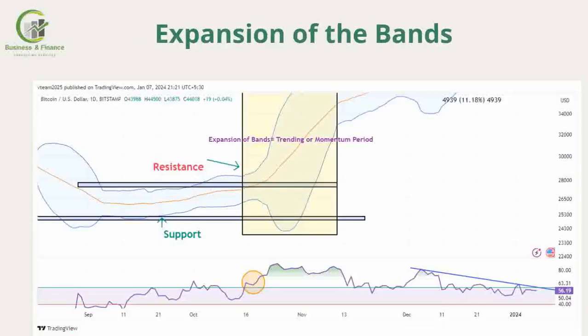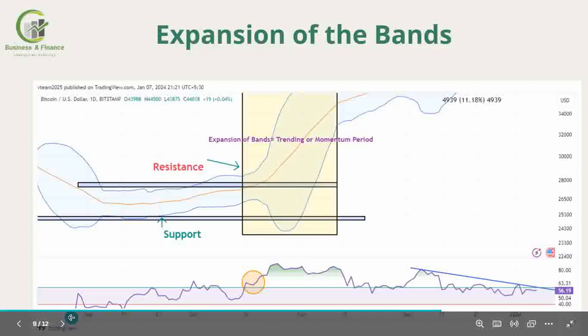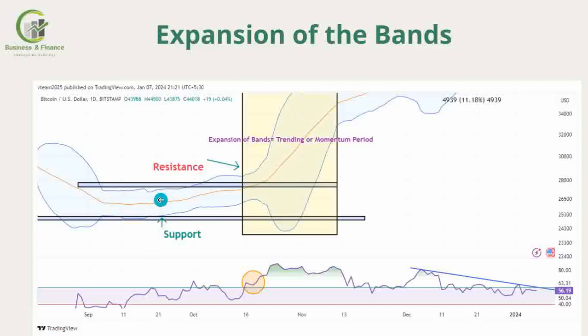Now, the opposite of shrinking and contraction of the Bollinger Bands: after a certain time, the Bollinger Band will start to expand. This is the nature of the market. So in the shrinking, we call it the accumulation or distribution period or sideways. And after a certain time, the Bollinger Band will expand. It will break either the resistance at the upper Bollinger Band or the lower Bollinger Band, depending on the market sentiment.